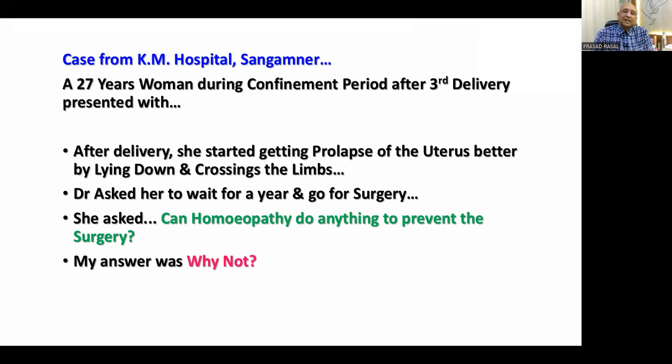Because at that time, I was too enthusiastic. I was young enough. So one never thinks whether a mechanical problem will work or not work. No question of thought. Enthusiasm was full. So I said, why not? But when I prescribed, I was in doubt because till that period, I had never considered that prolapse might be cured with homeopathy.